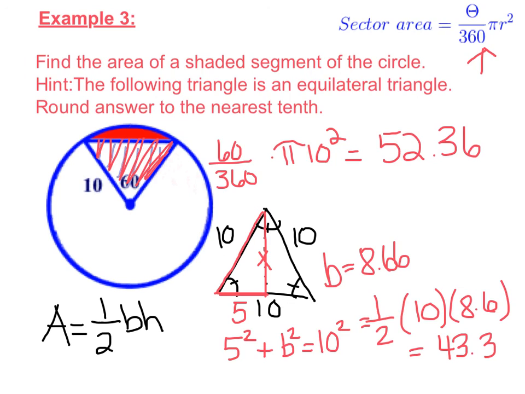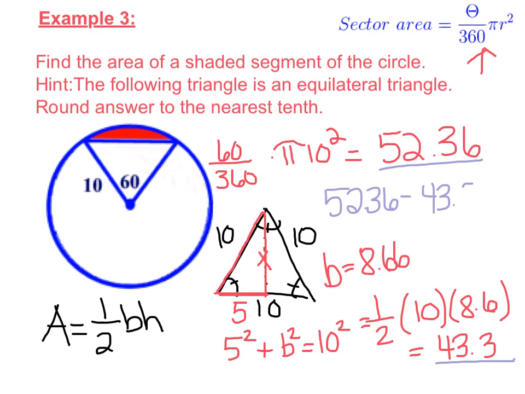So now, after we find the area of the sector and the area of the triangle, what do you think we need to do to find the area of the shaded part? We'll have to subtract. We'll have to subtract the 43.3 from the 52.36 to find our area of our shaded portion. Round to the nearest tenth, so 9.1.